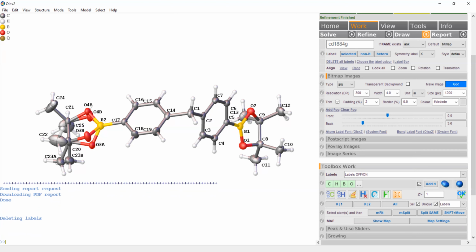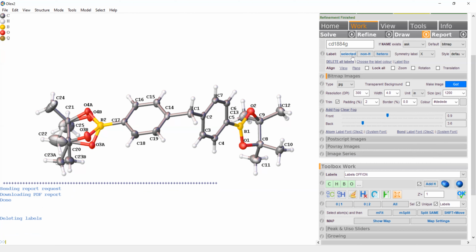And so you see you have O4A, O4B, O3B, O3A. So now someone can see and understand the disorder in the structure. And then once you rearrange all the labeling, if you hold the shift button, you can drag the label around. And then when you're ready, you just hit go and you can create your JPEG of the asymmetric unit.